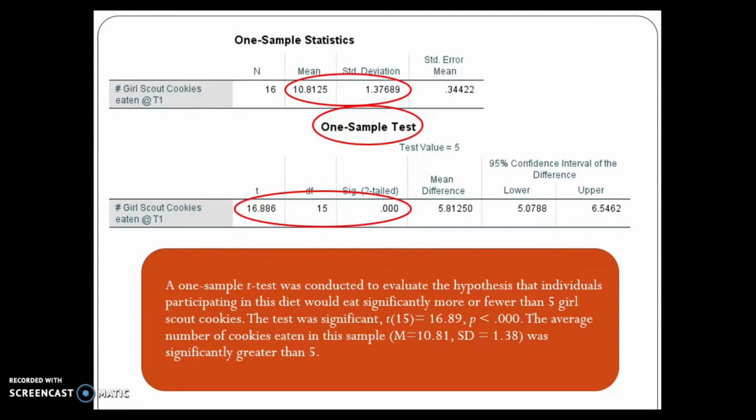The average number of cookies eaten in this sample, which was 10.81 cookies with a standard deviation of 1.38 cookies, was significantly greater than 5. And that's it. It's a lot easier than doing all the math by hand, but it's very important to learn to do the math by hand so you know what these concepts mean.